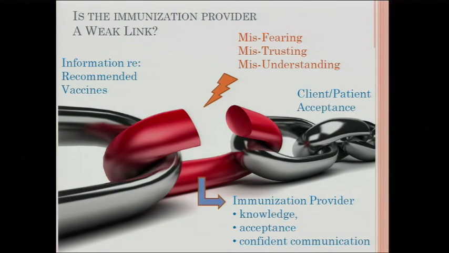In a link that's working or solid, they have good solid knowledge, they accept the benefits of vaccines, and they feel confident in communicating both the benefits and the risks and the relative strength of each. In a weakened link, there are the factors of misfearing, mistrusting, and misunderstanding.